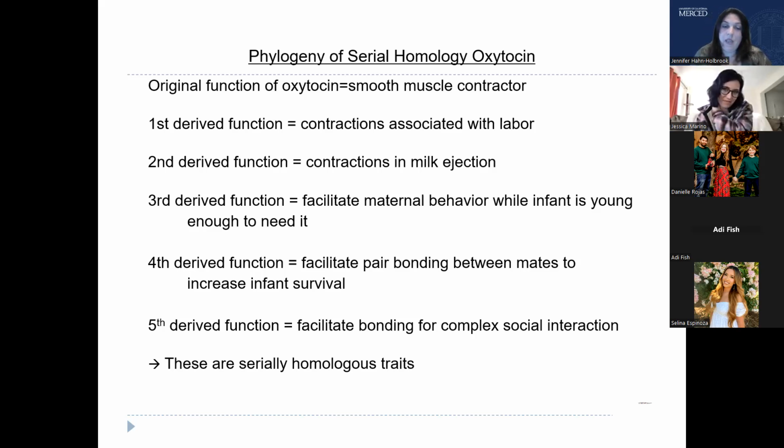So this is an example of serial homologous traits, meaning that these share a phylogenetic lineage, and it's just been tweaked by evolution over time to now have this very complex social function.